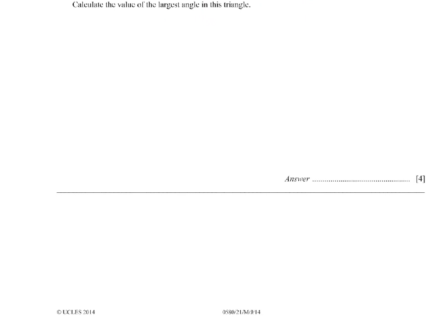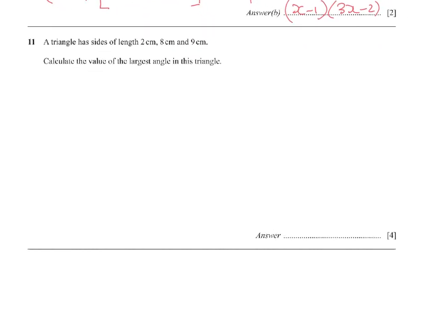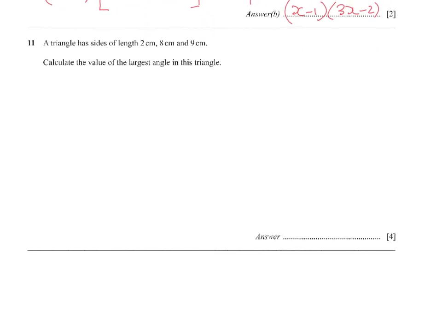Fantastic. Question 11. Oh, not too far. A triangle has sides of 2, 8 and 9 centimeters. Calculate the value of the largest angle in this triangle. Okay. For 4 points, by the way, ladies and gentlemen, so that's a lot of points.